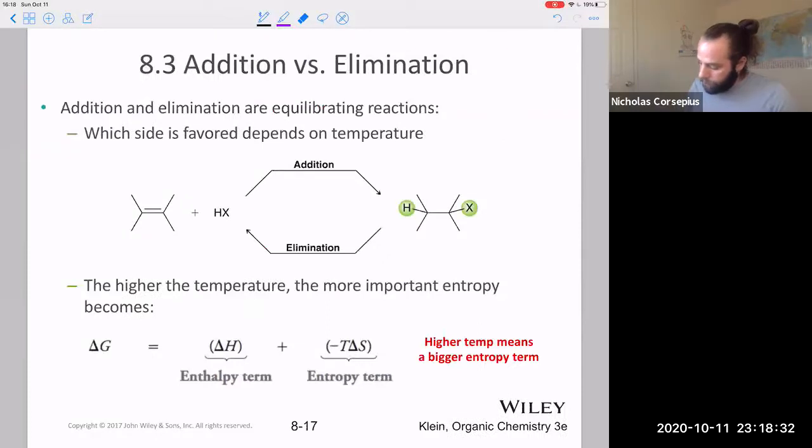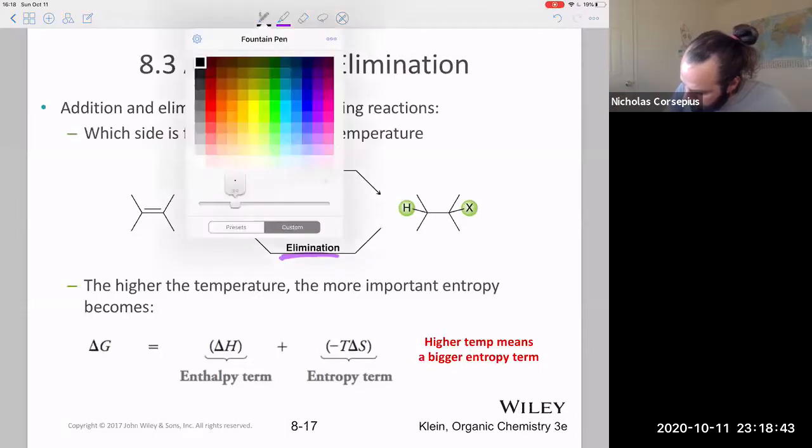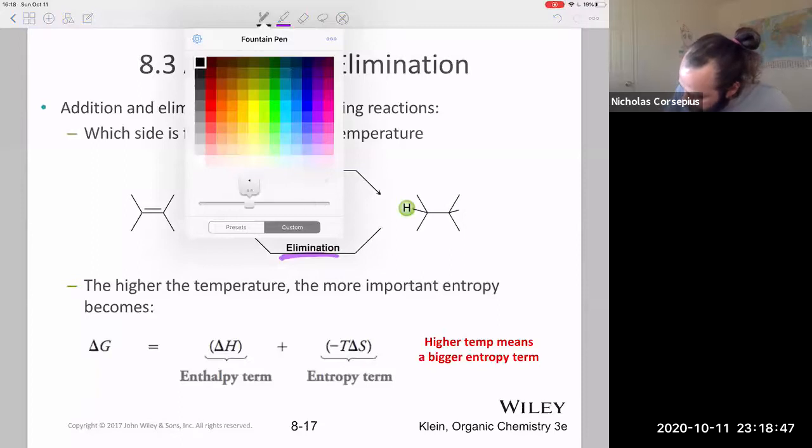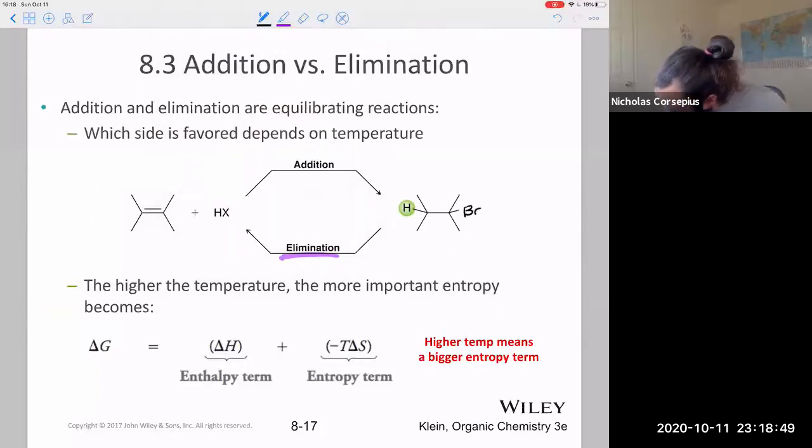And again, these are sort of inverse of one another, our addition and our elimination. So elimination reactions were a big topic of last class. Right, so if I had replaced this, for example, with a bromine, we would have talked about the different conditions in which we could have an elimination reaction occur. So these two, addition and elimination, are inverses of one another.